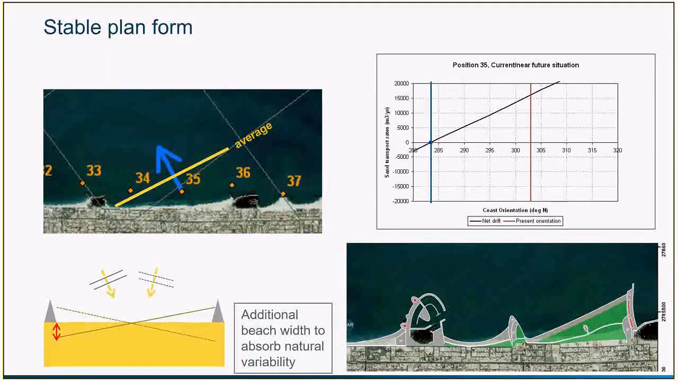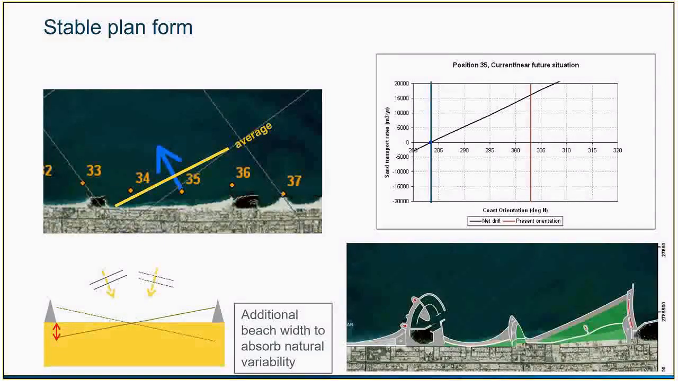When we design a new beach, we want to reorient or realign the beach in order to face the equilibrium orientation, which is in this case 284 degrees. That means that on average the sediment transport will be zero along the beach if the orientation is set to this orientation.